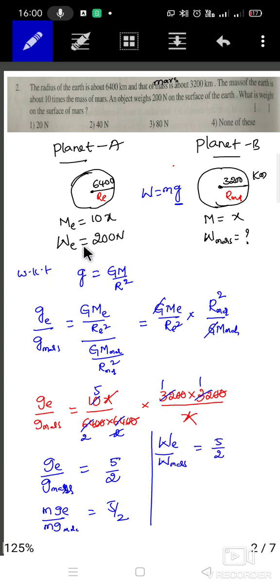Now what is the weight on the earth they gave? 200. So 200 by the weight on Mars, which we need to get, is equal to 5 by 2. Now 5 ones are 5, 5 fours are 20, 0. Cross multiplication: 4 into 2. So finally the weight on Mars is equal to 40 into 2, that is equal to 80 newtons. This is the weight on Mars. So option 3 is the correct one. Okay, thank you.